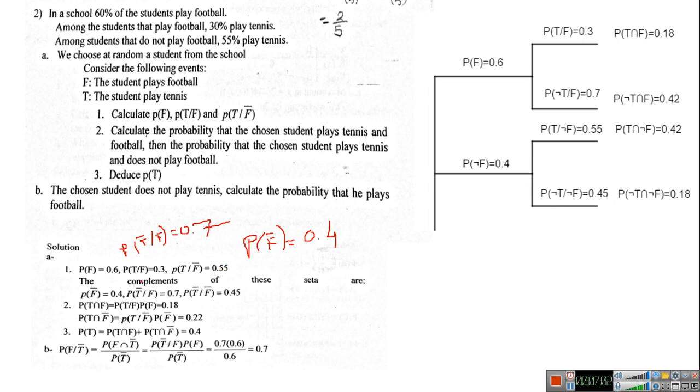Before I continue, here I have knowing F, you can see it, and knowing F bar. This is a total probability. So if they want me to use P of T, I do P of T intersecting F plus P of T intersecting F bar. So here I can do a tree table because it's a total probability. So I do P of F bar.